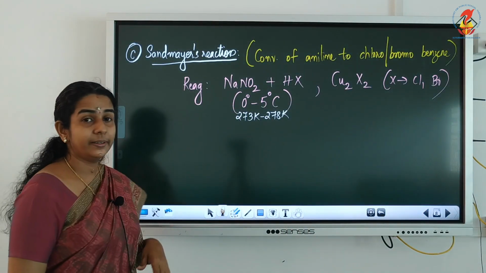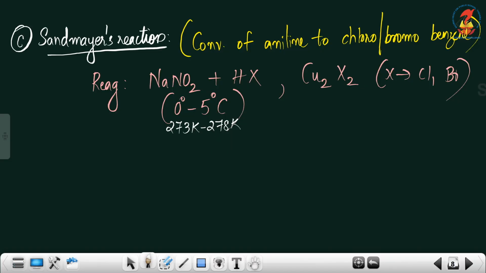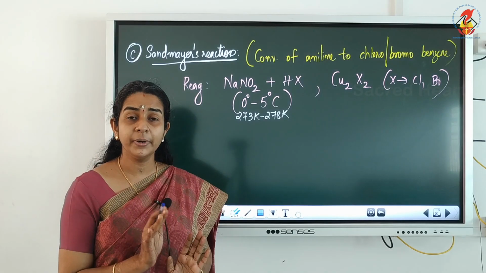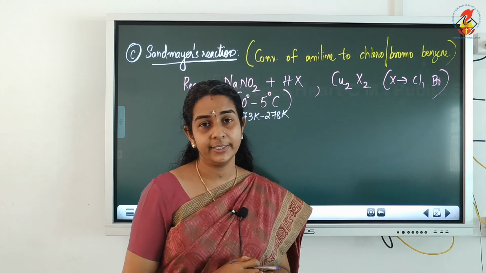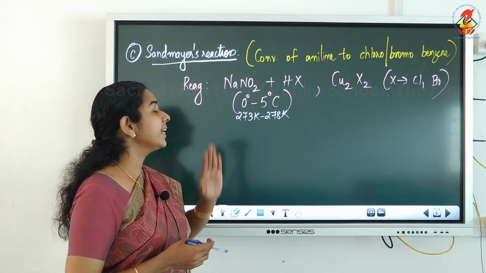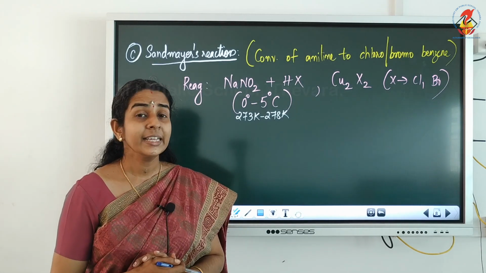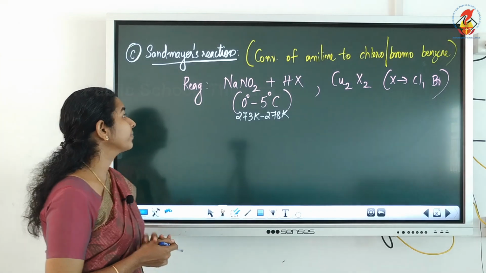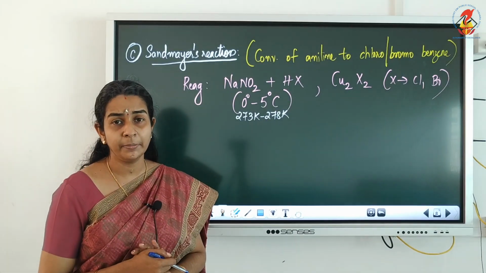Now, the next method is a very important reaction, the first named reaction coming in this chapter, that is Sandmeyer's reaction. And remember, this is also only for the preparation of aryl halides. So the first method is by electrophilic substitution reaction, and the second method for the preparation of only aryl halides is Sandmeyer's reaction. And see, what is the first? We have to study the reagent required for Sandmeyer's reaction.